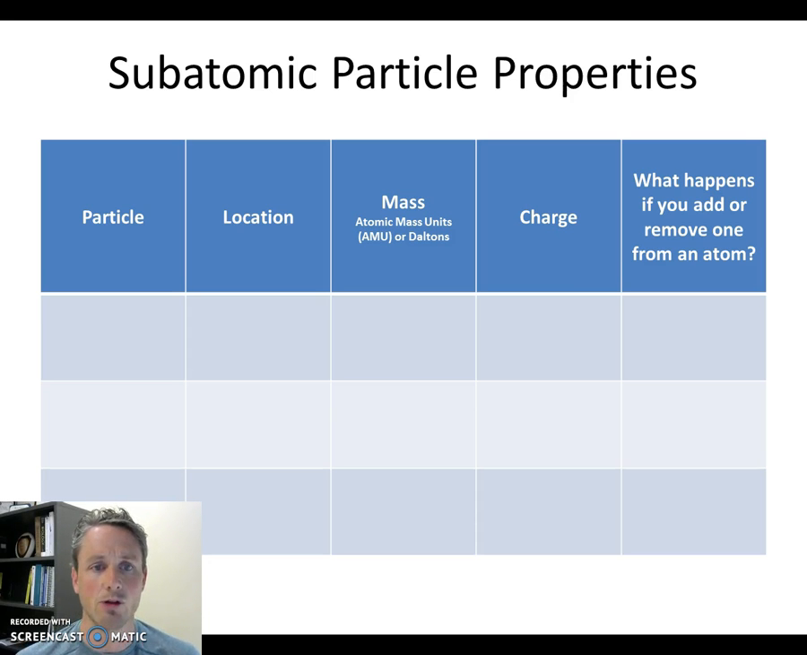All right, so here I have a table where we can add in the names of these different particles. We can add in the location where we find them inside an atom. We can add in their mass. What's their size? Okay. Mass comes in atomic mass units, AMUs, or Daltons. You might see those 2 units of mass used interchangeably. Next, we'll think about what their charge is. And then lastly, we'll consider what would happen to an atom if we added or removed any one of these particles to it.